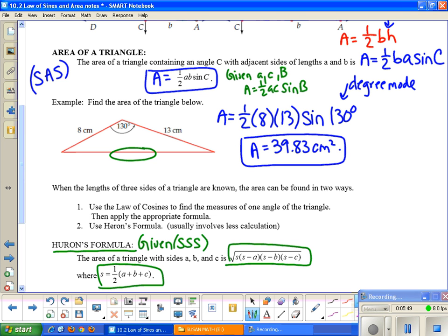Or if you know all three sides, you can use the alternate form to find an angle, and then you could use this area formula. So whatever one you prefer, it doesn't really matter. So let's go ahead and do some application problems for this.